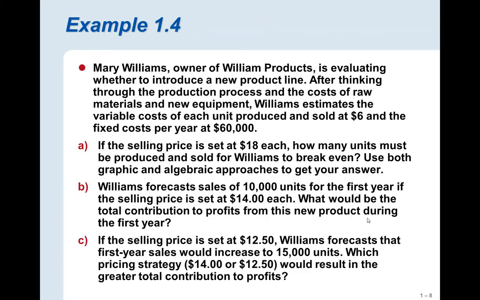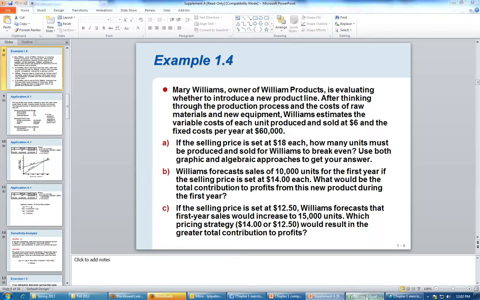Okay, so on example 4 that we are going to do, we are going to experiment on the Mary William company, and this company has a fixed cost of 60,000, a variable cost of $6, and a sale price of $18. For this example, we are going to go to Excel.